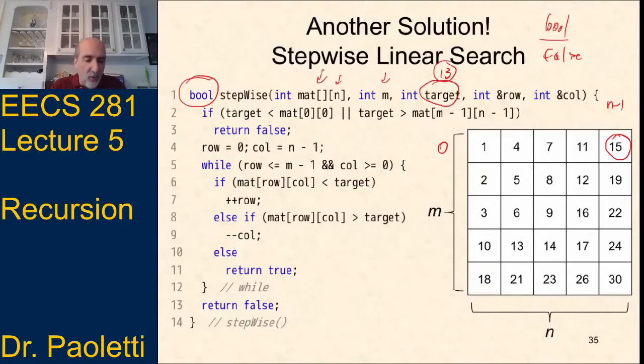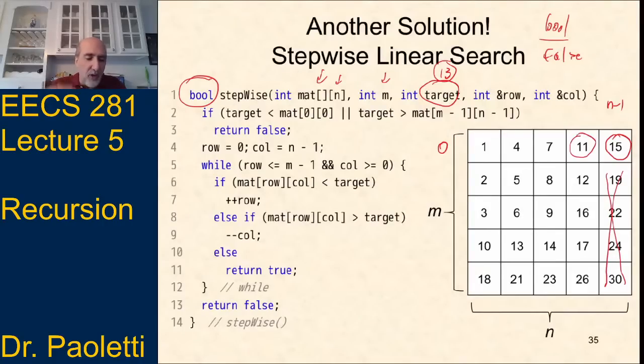It says if it's greater than the target, which it is, we modify the column. So what's happening here is I'm saying, hey, I'm looking for 13. Is that 15 the 13 I'm looking for? No. But if 13 was in here, it cannot be down in that column. I've got to go to a different column. So we go over to here.